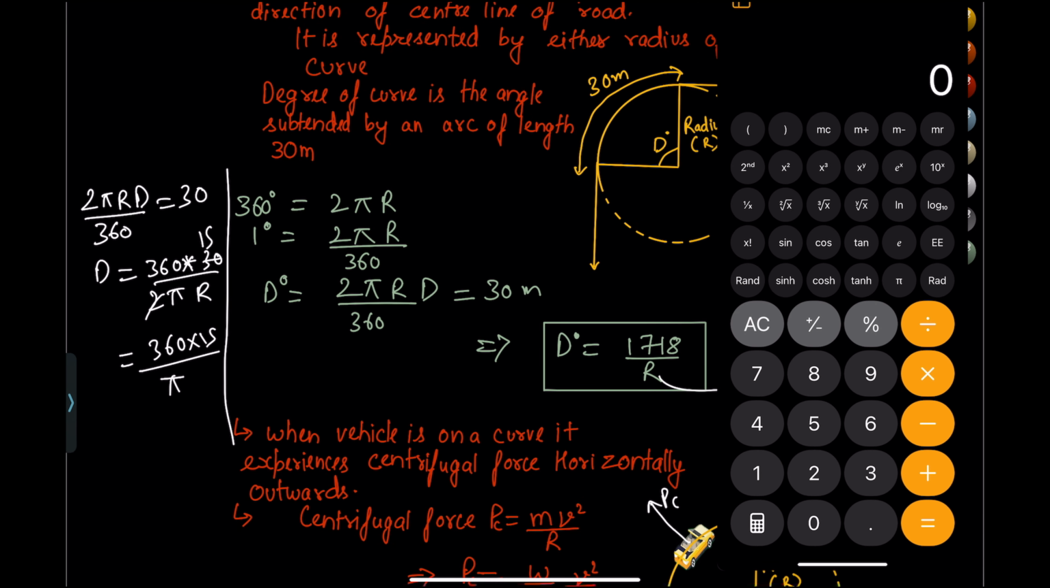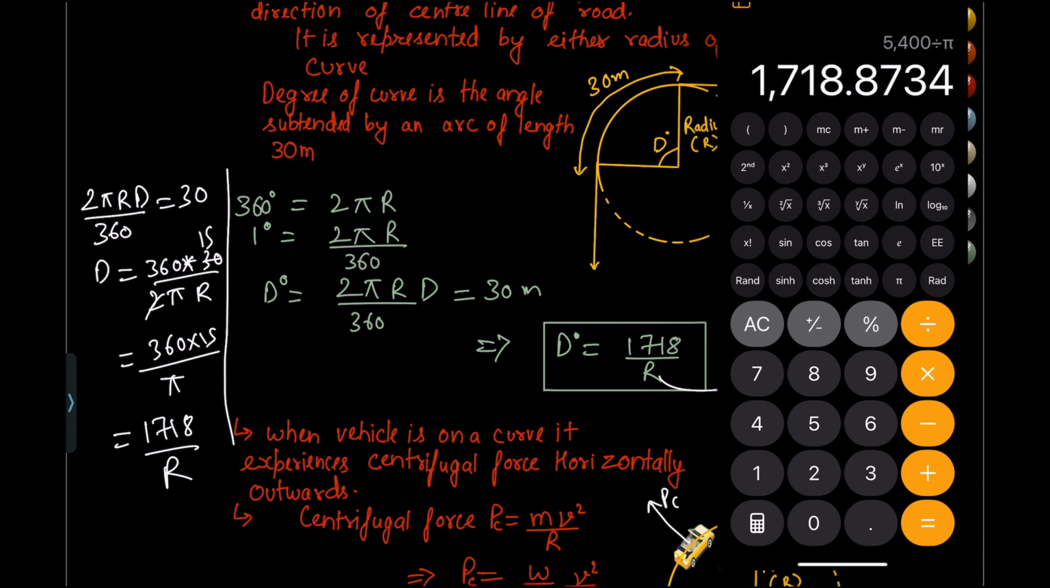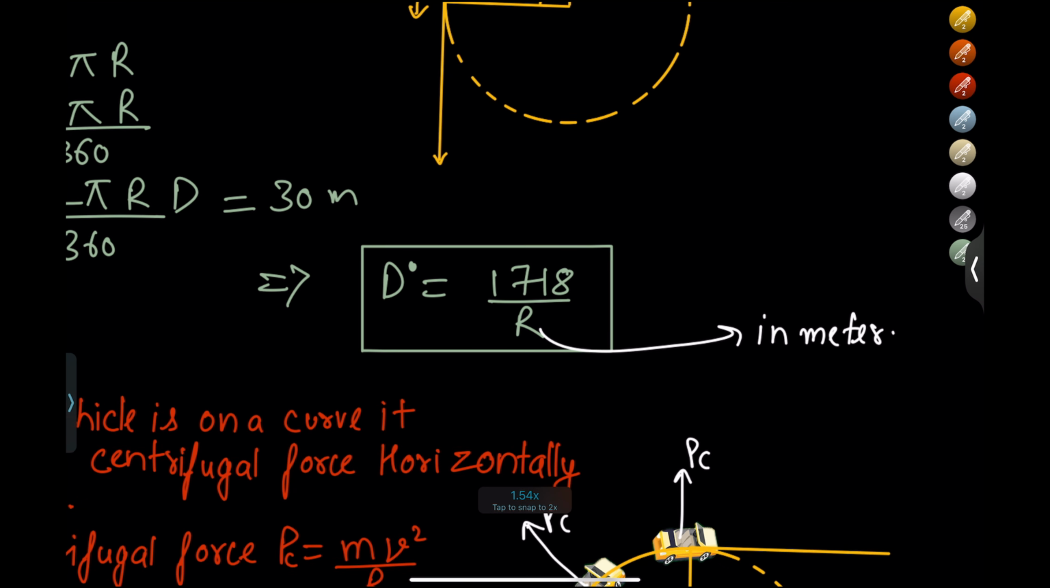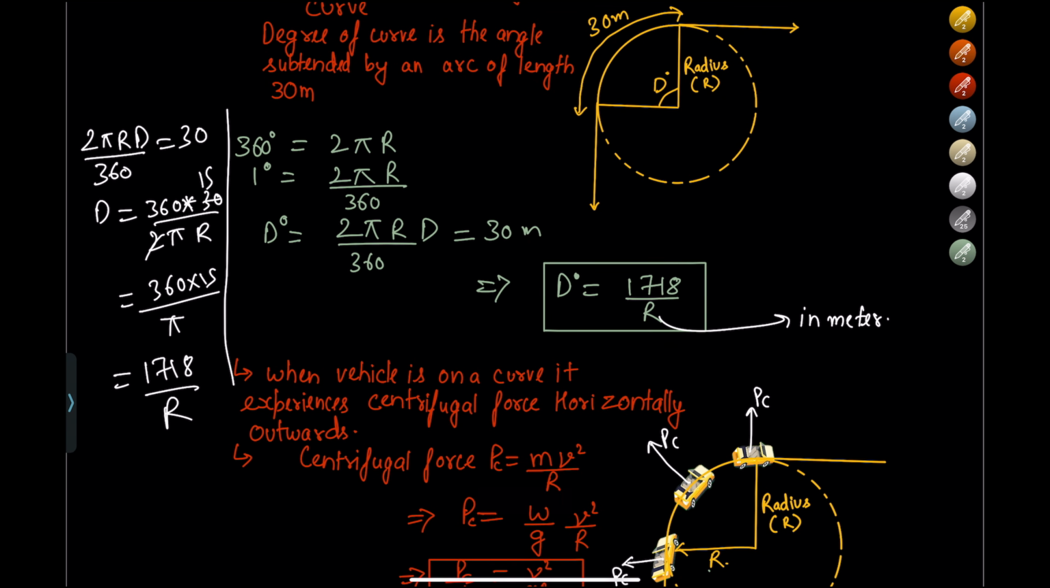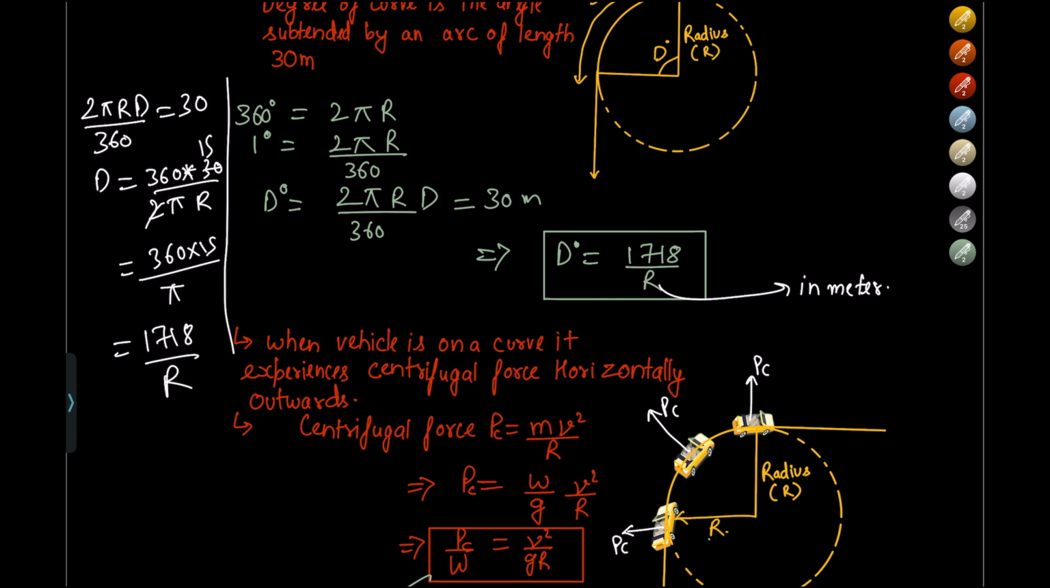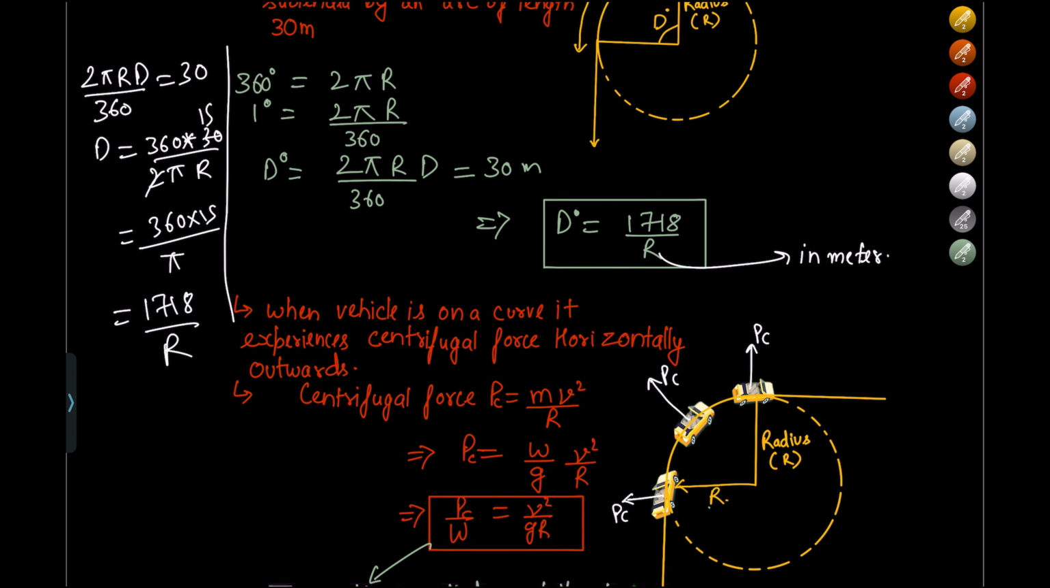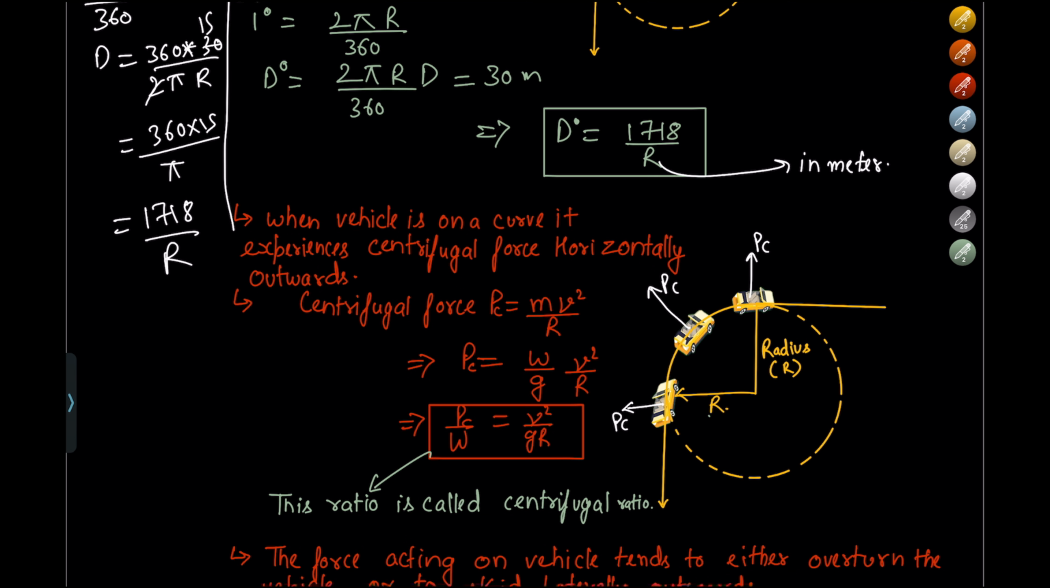So that will come out to be 360 multiplied by 15 divided by pi. That will approximately come out to be 1718 upon r. That is what has been written here. Here r is in meter and d is in degree, right? Next, when vehicle is on the curve, it experiences centrifugal force horizontally outwards.